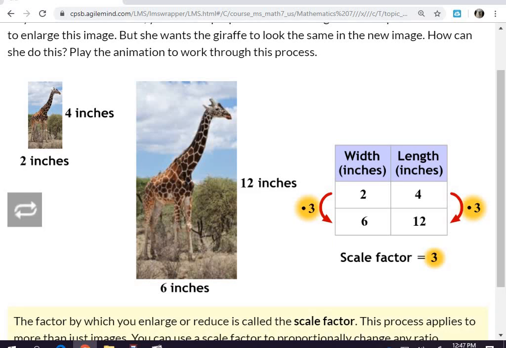All right, what did she do to the picture? She made the picture larger, and she multiplied by 3. What are they calling that number 3? Scale factor. Because they multiplied both sides by 3, that is my scale factor. Scale factor keeps things proportional. The picture got bigger, right? It didn't get smaller. Alright, just take note of that.